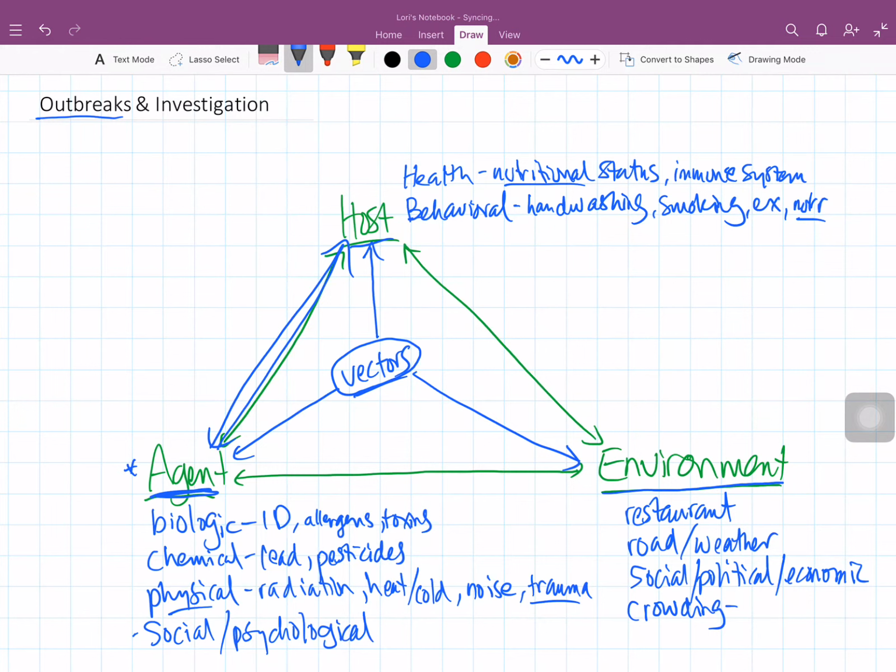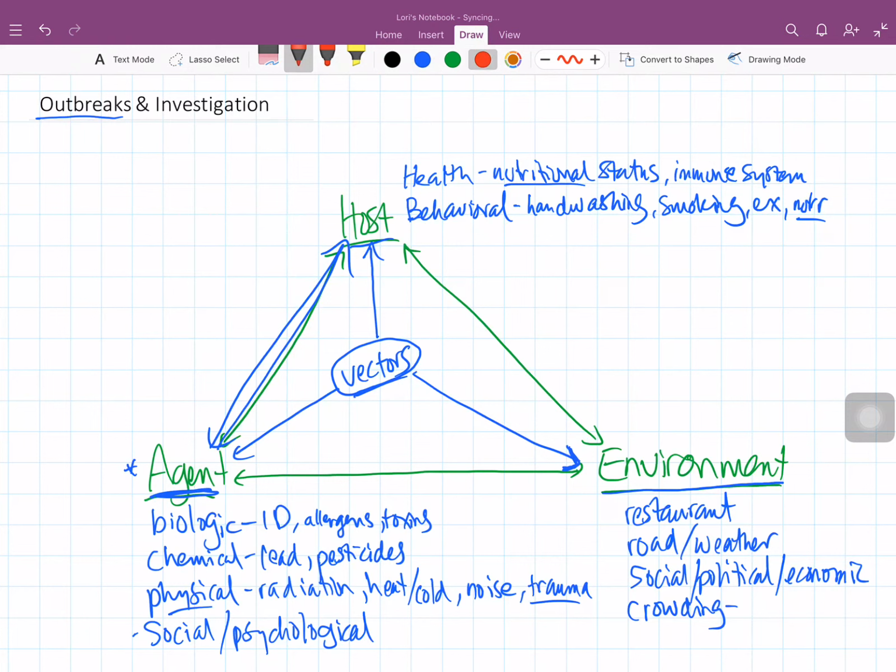Does the agent reproduce as part of its life cycle inside of the vector? We have to think about how the vector and the environment interact, and then also in terms of the host. How does the vector come in contact with the host? And so I'd like to use an example of malaria.